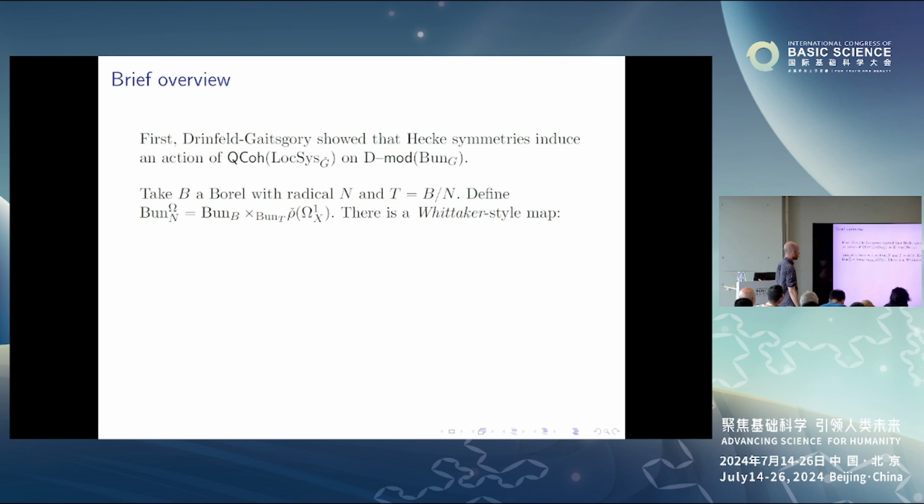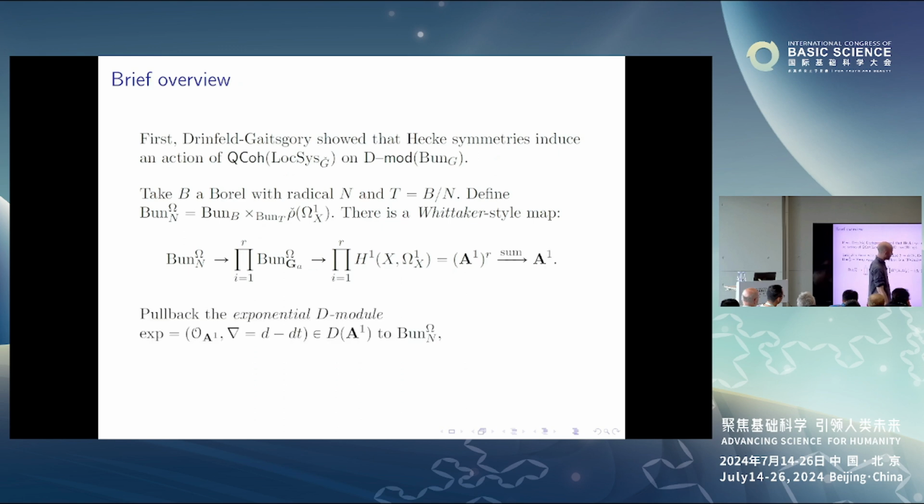Then there's a certain kind of Whittaker-style map. It goes from this Bun_N^omega, which is roughly Bun_N, to the product from i equals 1 to the rank of the group of copies of Bun_Ga^omega. These are like Ga-bundles. Ga-bundles would be classified by a class in H1 of X with coefficients in O, but because of this omega business, it's classified by a class not in the structure sheaf, but in omega. Then I can apply Serre duality to say that's just A1, but r many times, and then I can sum my coordinates to get down to A1.